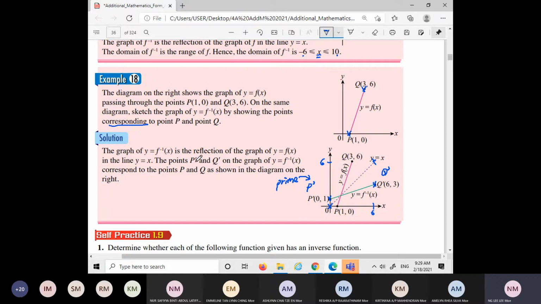The points P prime and Q prime on the graph correspond to the points P and Q as shown in the diagram on the right. Okay, that's all.